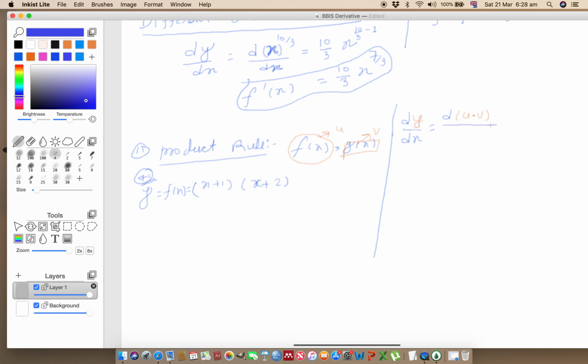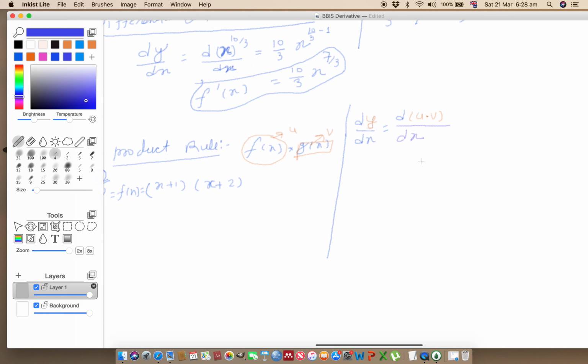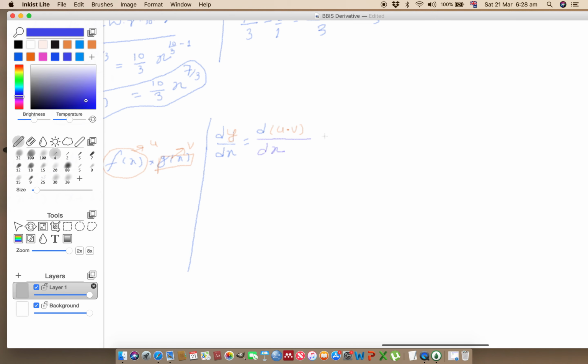Divided by dx. So in this situation we use the product rule, that is: first, u is a constant, no derivative, and dv over dx. In the product rule we use plus here. And now let's take v as a constant and du over dx.